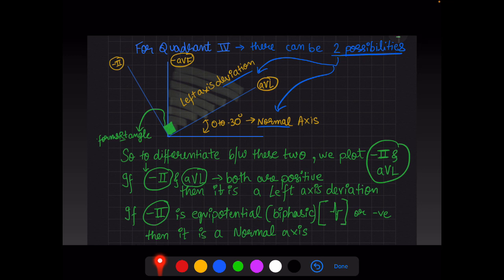If we plot these and it turns out to be positive, then our heart lies in this, so it is a left axis deviation. But if the plot comes here, that is negative of lead 2 and AVL both are not coming positive, then there's no way it is a left axis deviation. We'll understand this better through an example.